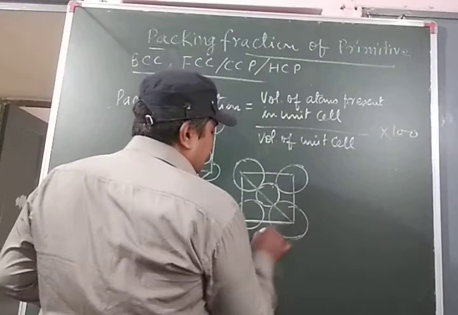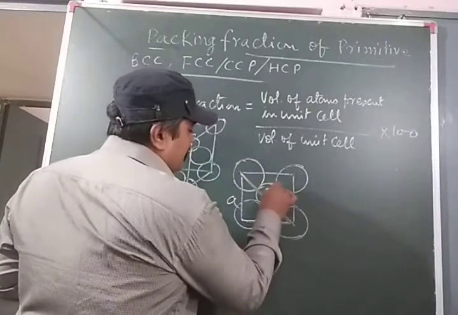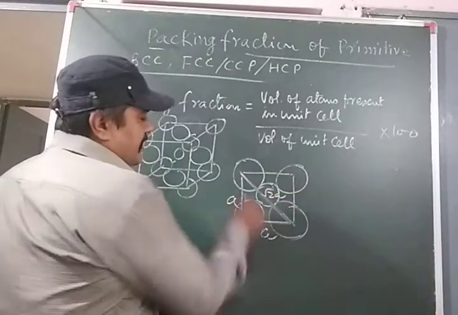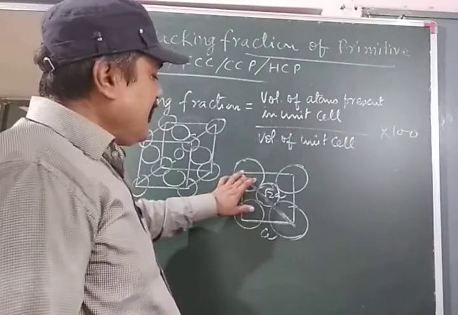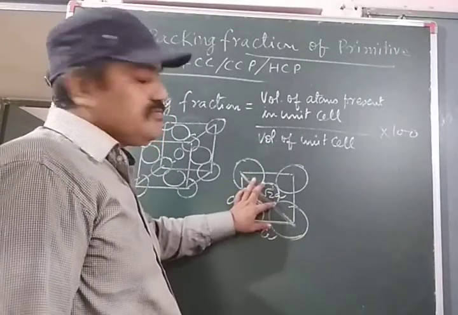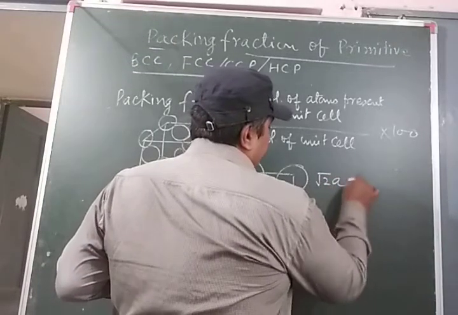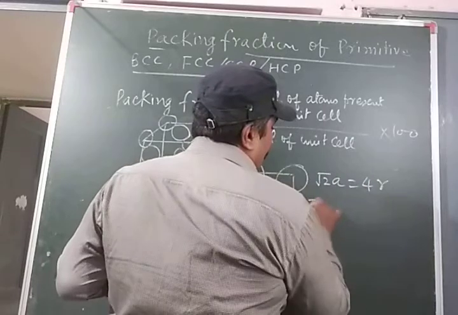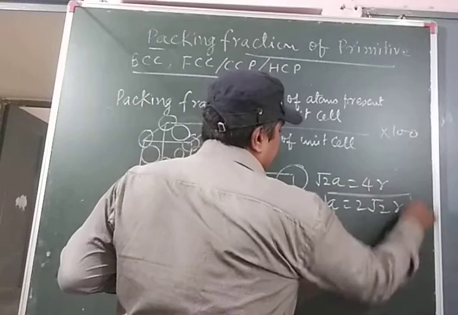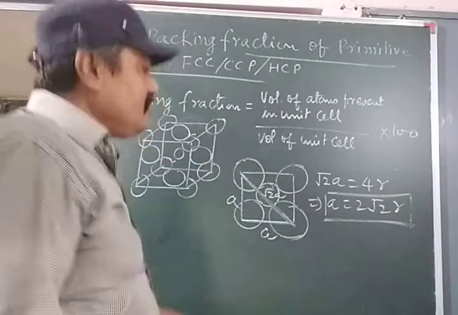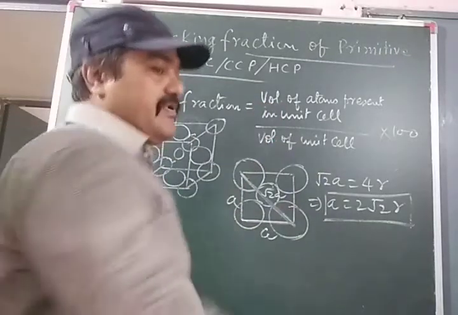So if this one is edge length, so this face diagonal will be under root 2a, and again this value in the form of the radius of the spheres r plus r 2r, and this 2r 4r. So here we can write under root 2a equals to 4r, or a equals to 2 under root 2r. Is it clear? So we will use this relationship in finding the value of the packing fraction.